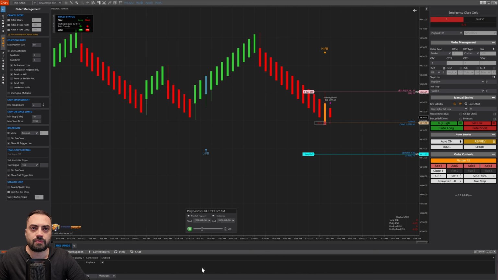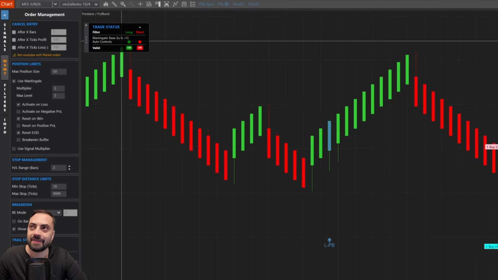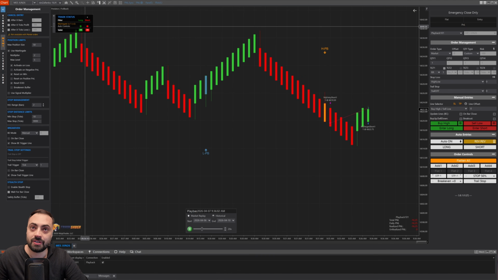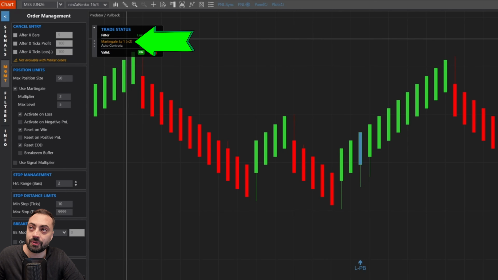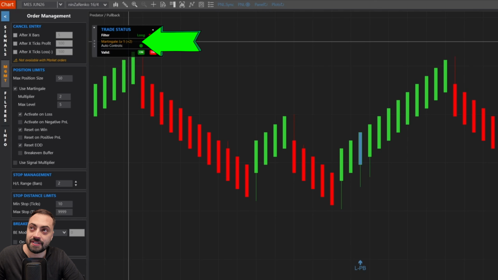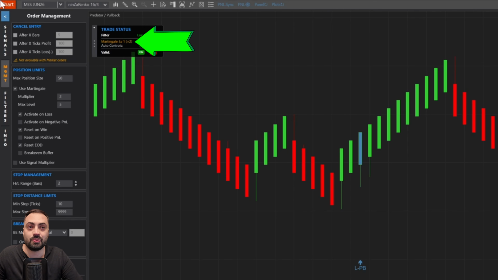Order submitted. So here we enter with a position size of 1. And if we look at the trade status up here, that is level 0. Order filled. So now we got stopped out. This was a losing trade. So now our Martingale level goes to level 1. And we can see times 2. So that is a times 2 multiplier.